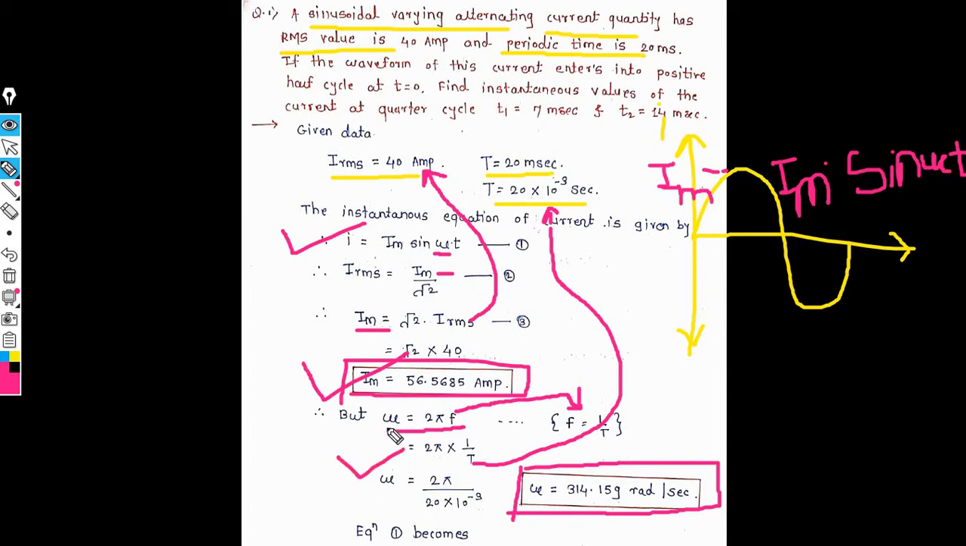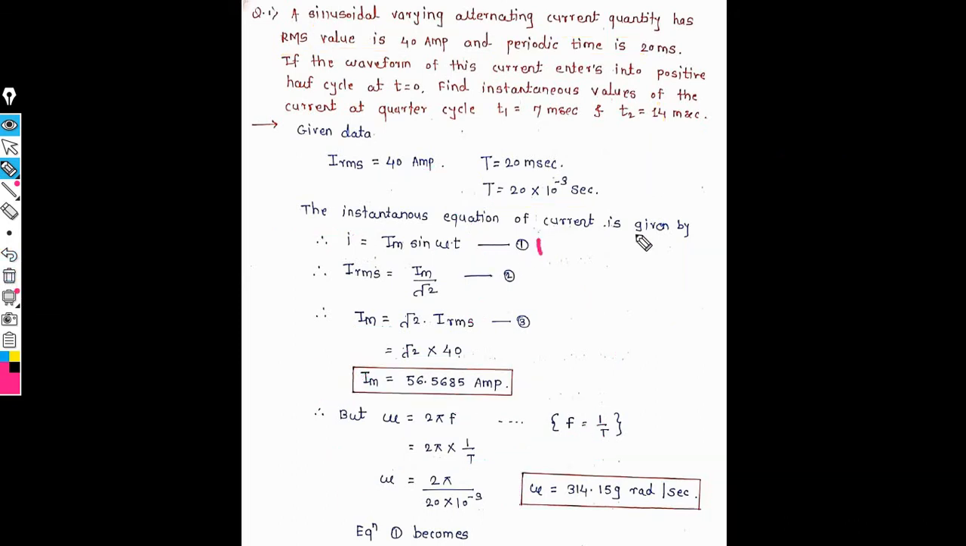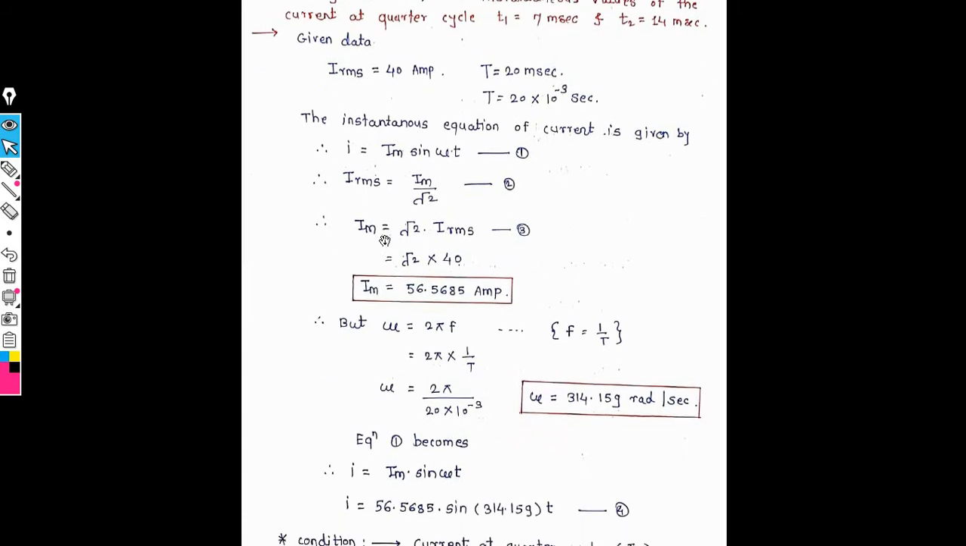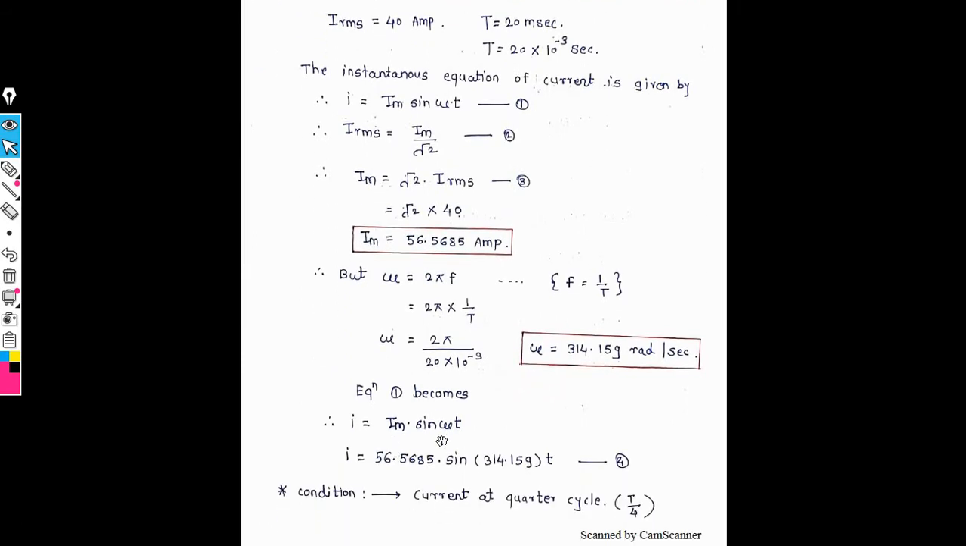Then both these values are put in equation number 1. Put the value of Im here, and also put the value of omega here. Next we need to find the instantaneous current. So I is equal to Im sin omega t, put the Im value, 56.5685 into sin of omega, that is 314.159 radian per second. Equation number 4.